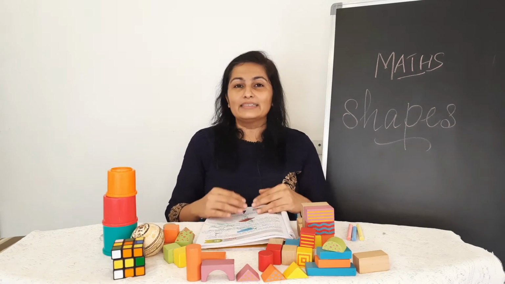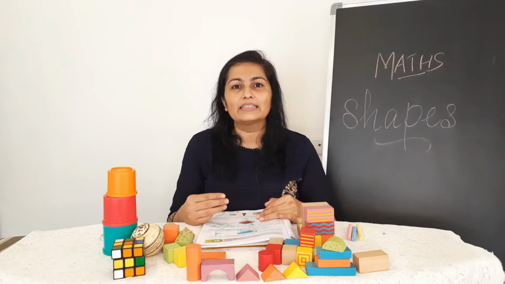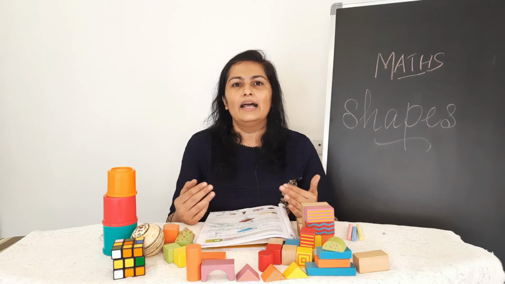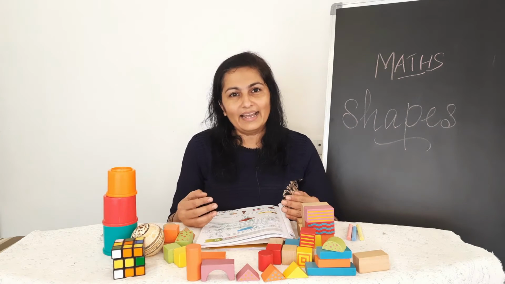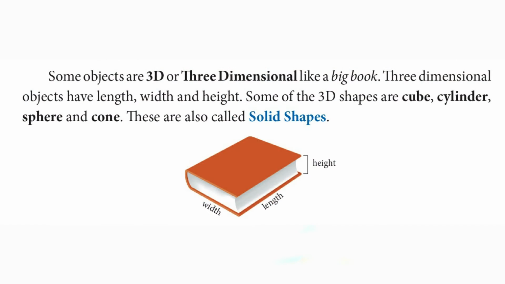Now moving on to 3D shapes. 3D shapes have length, width and height. So that's the third measurement. That's why three measurements: length, width and height. The most common example is our book itself. We have the length of the book, the width of the book and the height of the book. Okay, so now you understood.